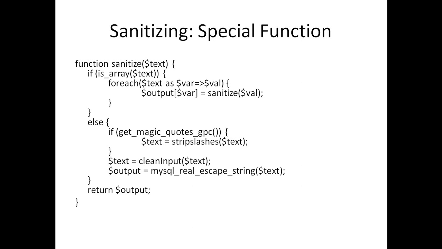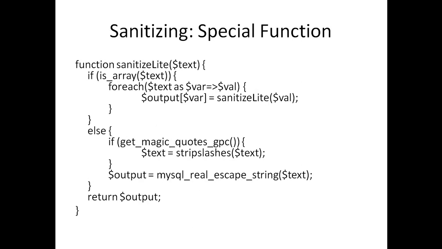Clean input is the clean input function. Once you have the text broken down, it'll pass it to the clean input function. The output is the text, but with a MySQL real escape string. So it's basically saying, okay, here's the text that's getting returned. I'm going to pass it to MySQL. I want to have the right values escaped so that I can properly pass it to MySQL. And then it returns the output.